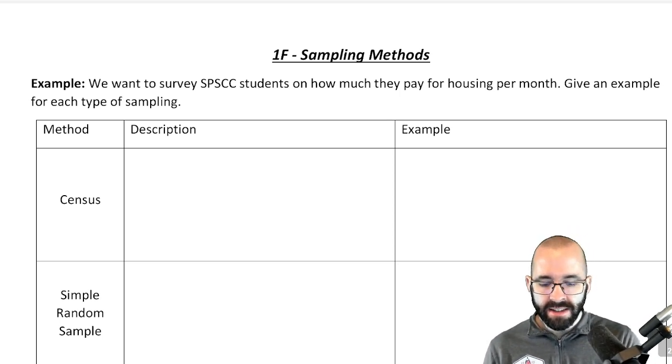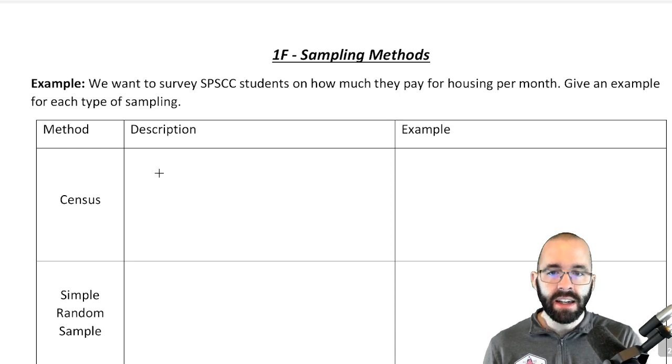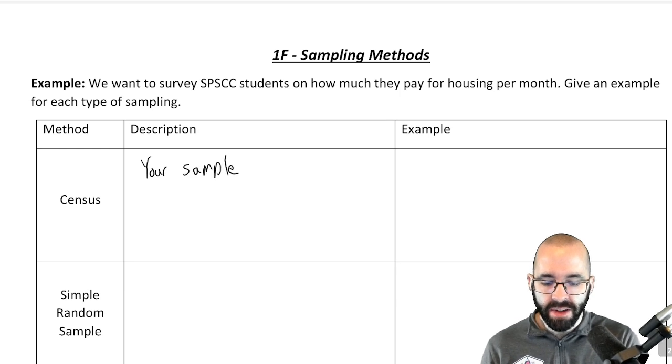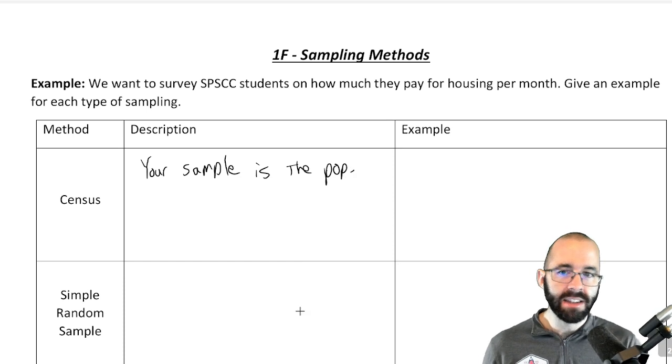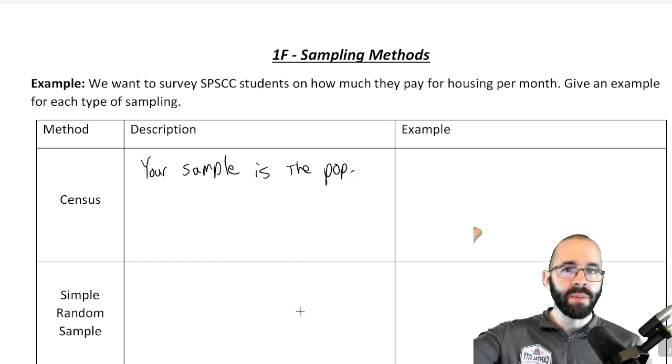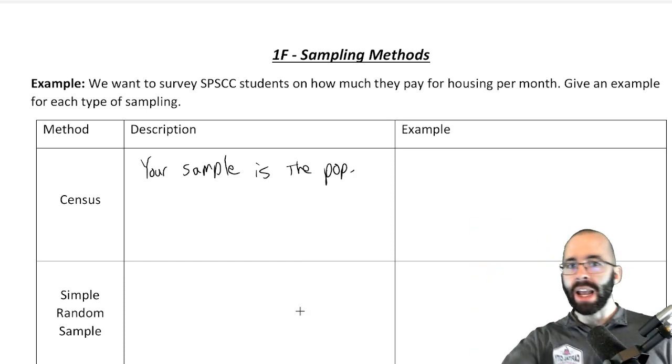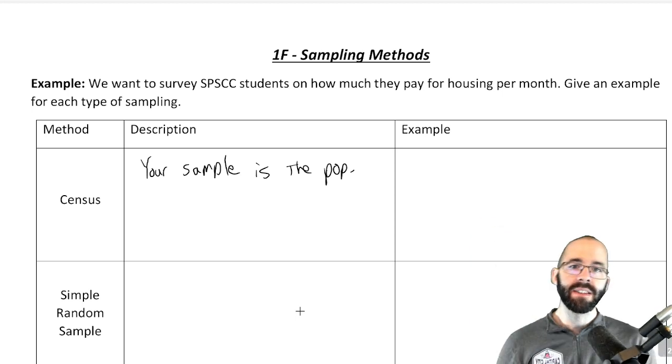So a census is just getting data from everybody. Your sample is the population. So there's no choosing. If you're taking a census, there's no randomness about it. There's no choosing. It's just we ask everybody. We get data from everybody.